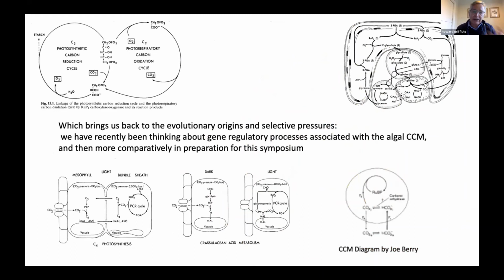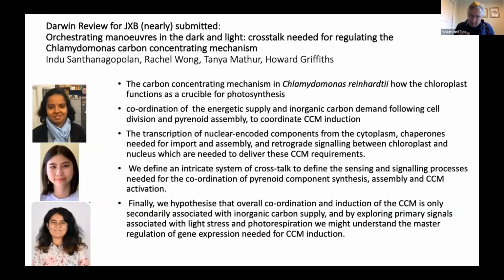And so we're trying to now apply this into understanding the way that maybe the CCM was initially induced. So this really brings us back to the evolutionary origins and the selective pressures which led to the algal CCM, and also, as I say, more generally to those other carbon concentrating mechanisms that we want to compare in this symposium. So partly we've been putting our thoughts together in a Darwin review, which is honestly, for the JXB folk who are listening, nearly finished and nearly ready for submission.